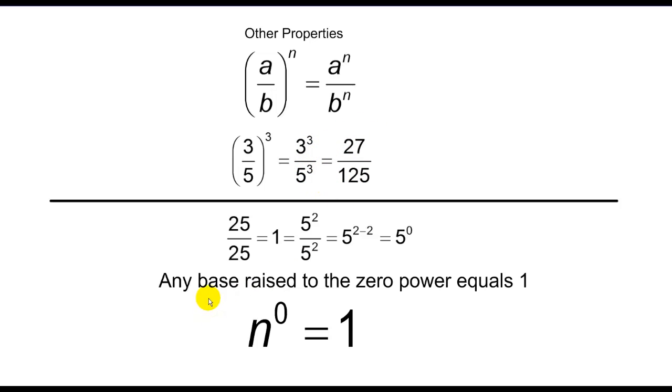Another property is that if I have 25 over 25, we know that's equivalent to 1, and 25 is 5 squared, as is 25. When I take the principle of keep the same base and subtract the powers, I get 5 to the 0. And it turns out that anything to the 0 power, or n to the 0 power, is always equal to 1.